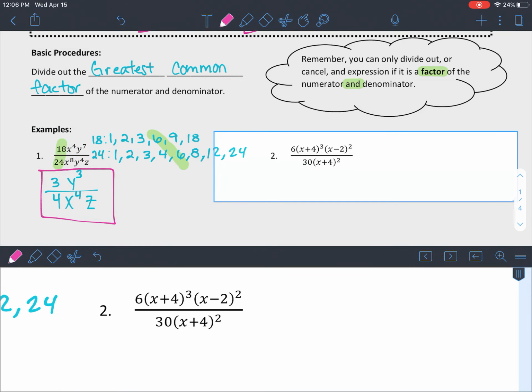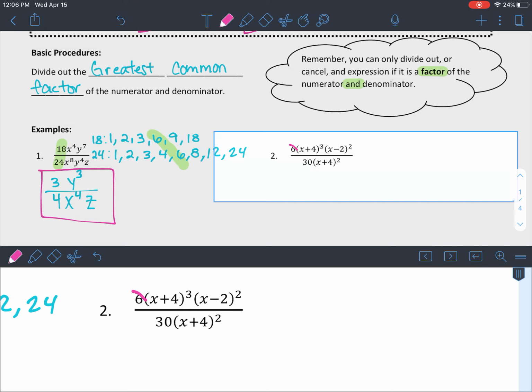So if we look at number 2 here, number 2 says 6 times (x plus 4) to the 3rd power times (x minus 2) to the 2nd power, over 30 times (x plus 4) squared. So I need to ask myself some things. Can 6 go into 30? And if it can, how many times? So 6 can go into 30 5 times.